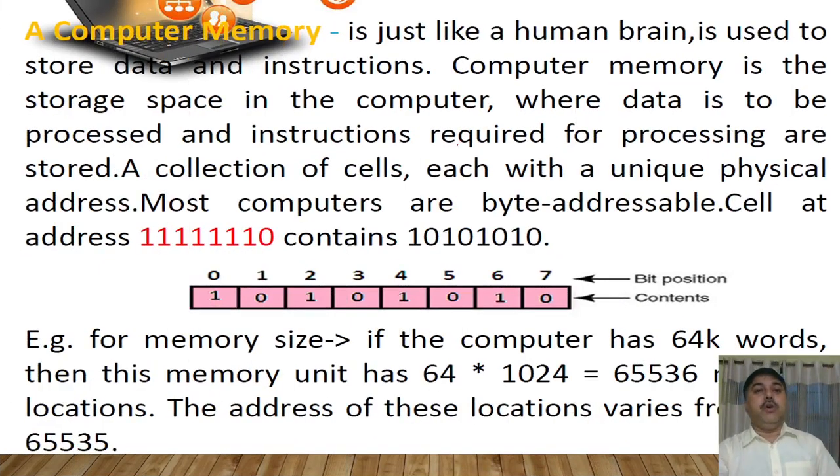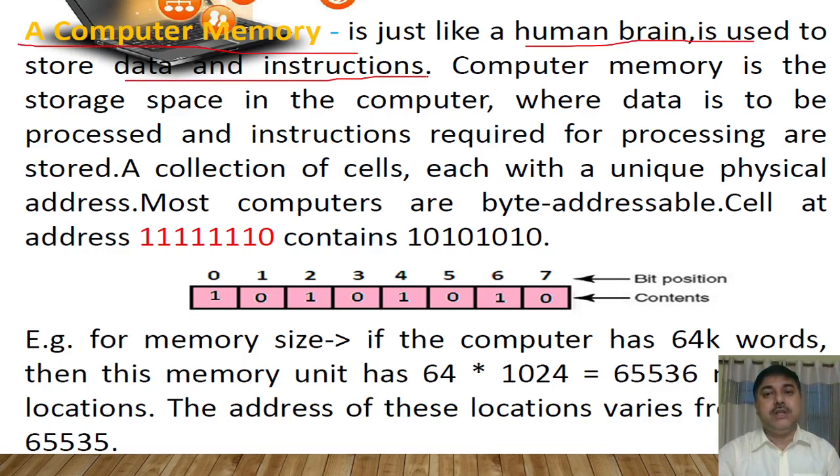Now when we are talking about data, there is a particular section we cannot leave out. What is that? That is computer memory. Okay, in computer memory, just like a human brain, we are storing the data, we are storing the instructions, all these things. Computer memory is a space in a computer where the data can be processed. We can process the data, we can store the data, isn't it?